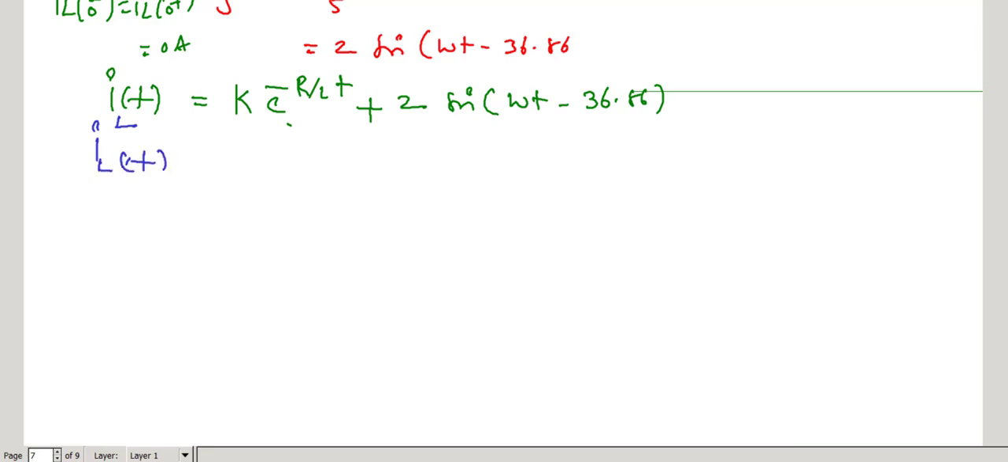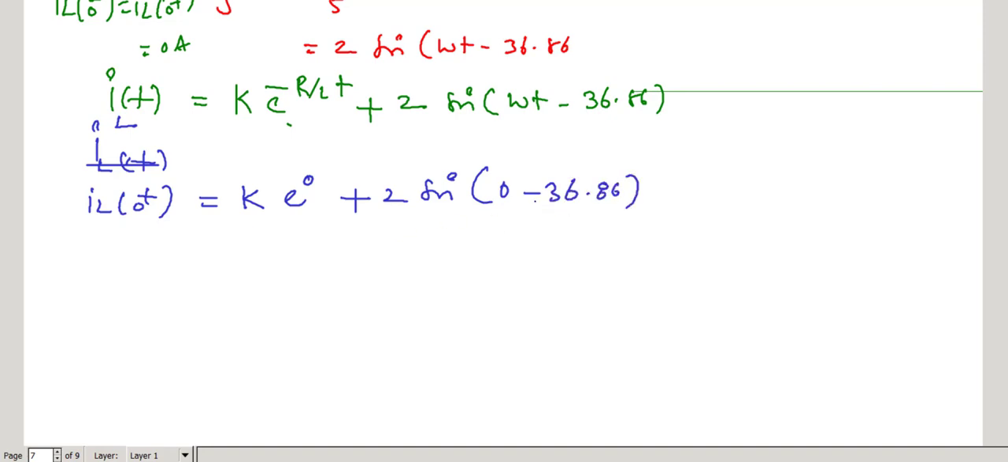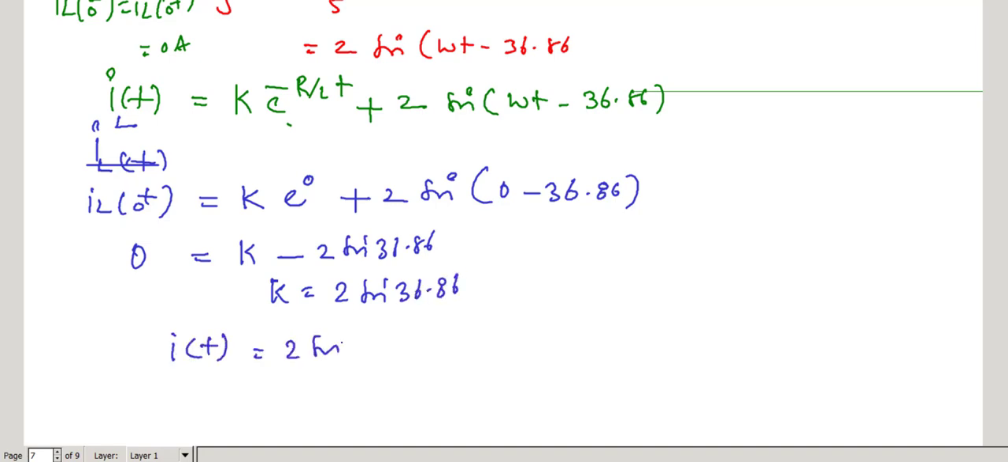Let IL of 0 plus equal K e power 0 plus 2 sin of 0 minus 36.86. Sine of minus theta is minus sin theta. So this is 0, so K minus 2 sin 36.86, so K equals 2 sin 36.86. So finally the response I of t equals 2 sin 36.86 into e power minus R by L t plus 2 sin of omega t minus 36.86.